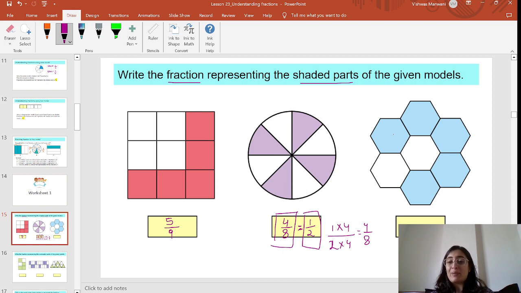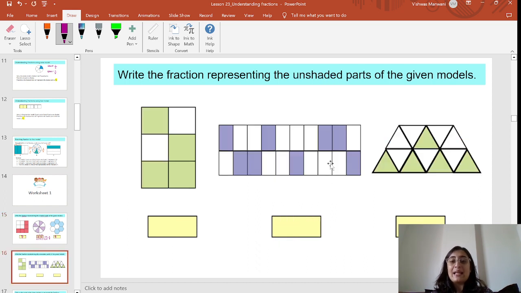Here, the total number of parts are 1, 2, 3, 4, 5, 6, 7. So there are total 7 parts, out of which 5 are shaded. So the fraction representing the shaded part becomes 5 by 7. Okay, let's do one more example like this. Let's take the second example here.